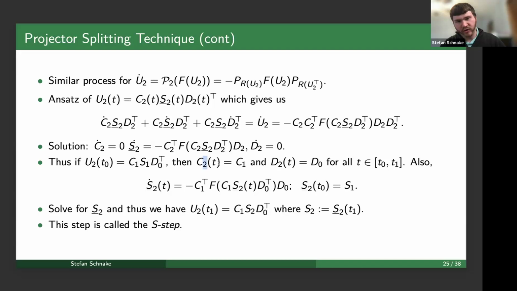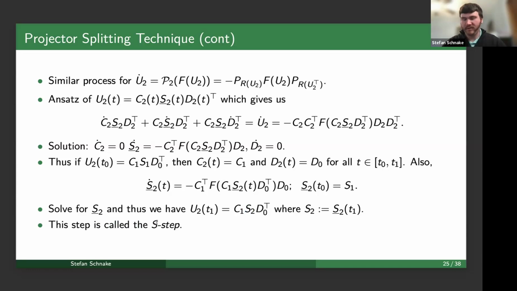So we choose C2 to be C1 for all time and D2 to be D0 for all time. And then we're going to evolve S2 via the dynamics of projecting the solution onto the range of essentially C1 and D0 with the initial condition of S1. So you evolve that in S, and that will give you then an updated S. So we've essentially updated the C, we've updated the S to this S2. This is called the S step.